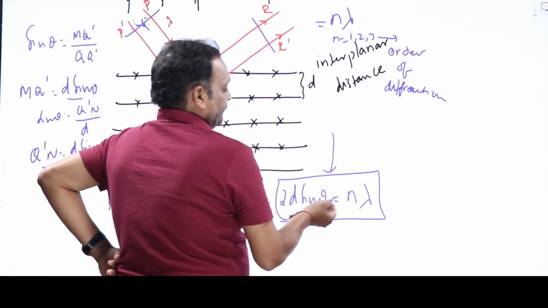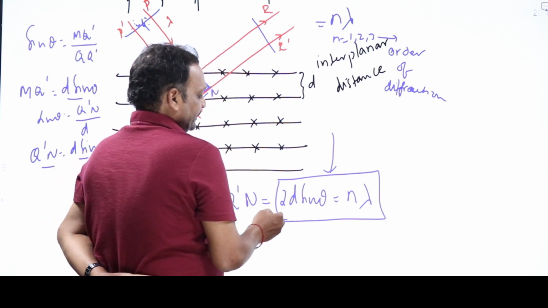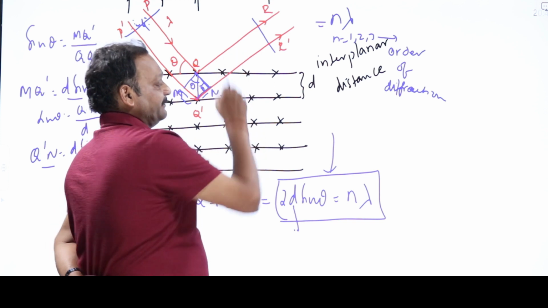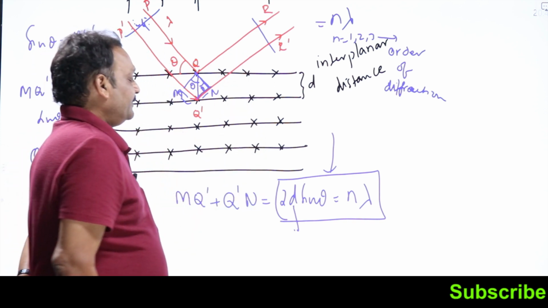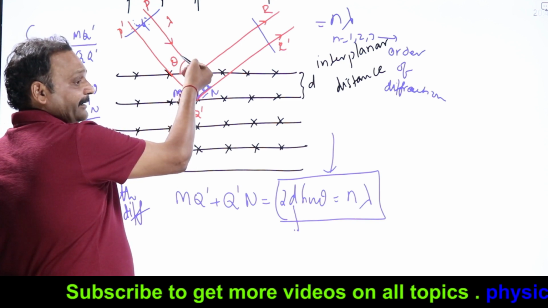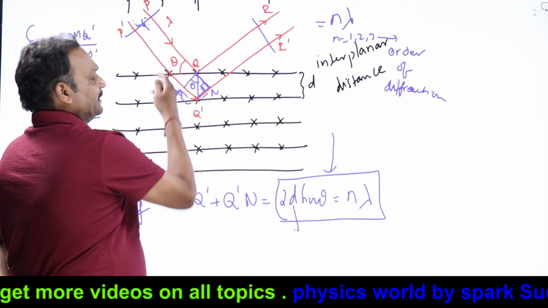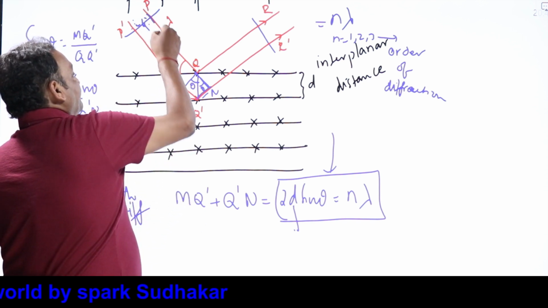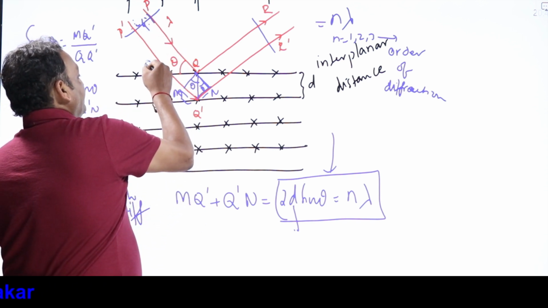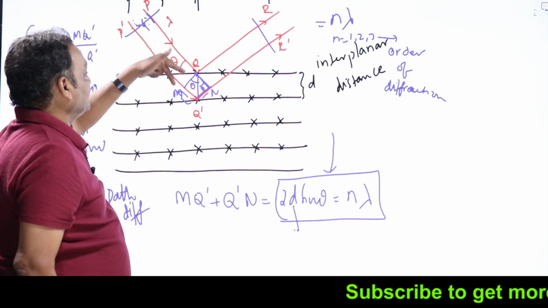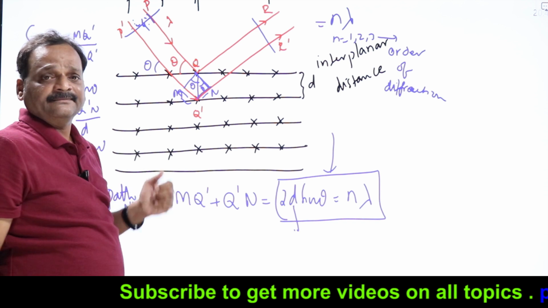Here we have to understand the terms. What is this D? D is known as interplanar distance, the distance between these two atomic planes. And what is theta? Theta is known as Bragg angle or glancing angle or grazing angle. Let us call it Bragg angle. It is the angle made by the X-ray beam directly with the atomic plane under consideration. That is known as theta. These two are parallel rays, isn't it? If this makes theta, this also makes theta.